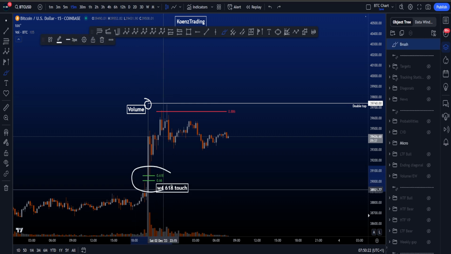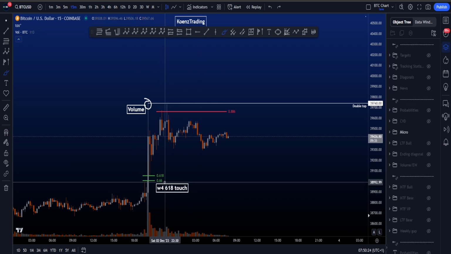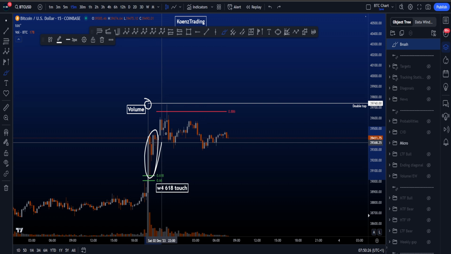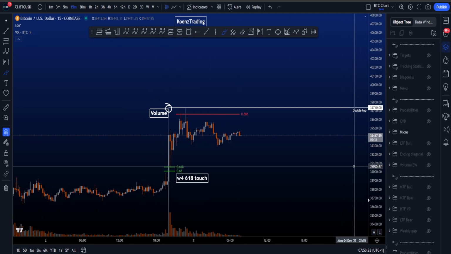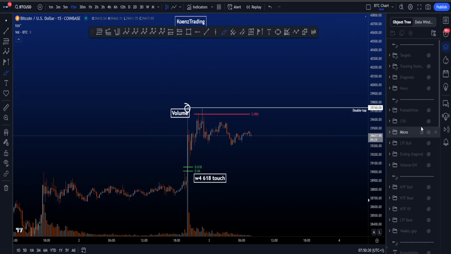The only problem I have here is the 0.618 being touched, so probabilities of this being part of a wave 4 are not that great, which increases probabilities for the bearish structures.